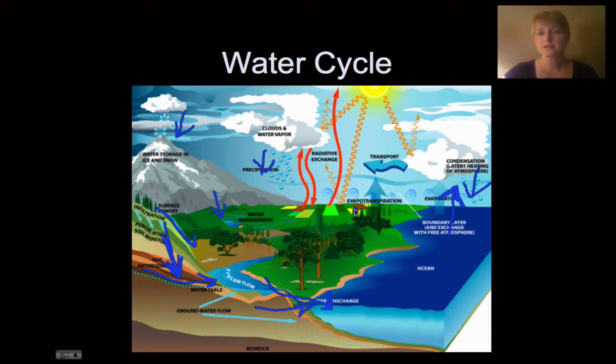Another way that the water gets back into the atmosphere is plants do something called transpiration. As they pull the water up through their roots and into their stems and into their leaves so that they can do photosynthesis, that water actually leaves their leaves, and that's called transpiration, and that actually puts a lot of water back into the atmosphere.